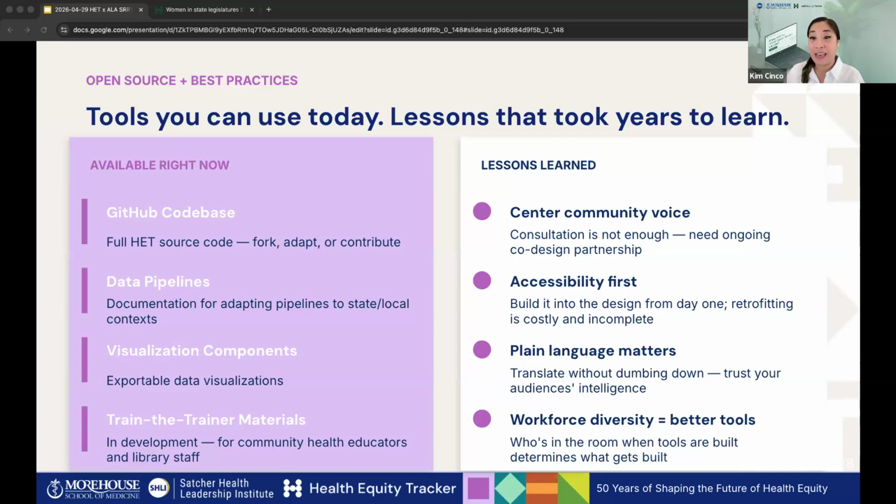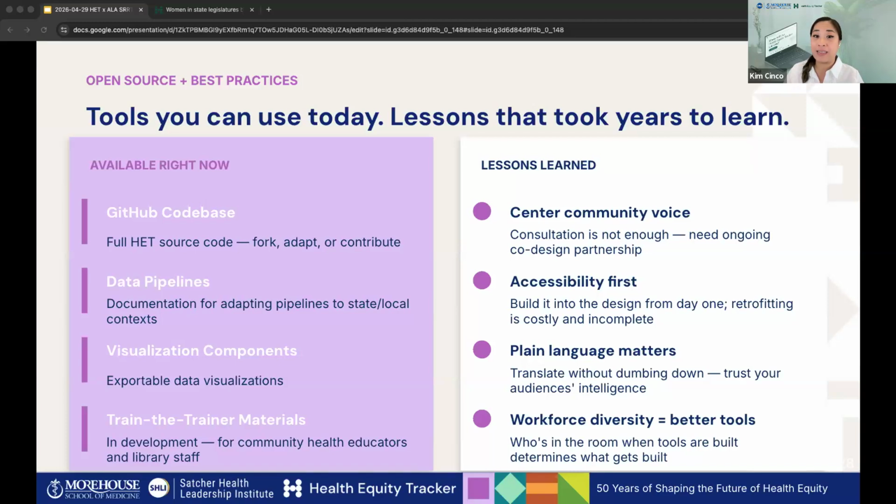Build accessibility in from day one. Retrofitting a platform for screen readers or mobile users after the fact is expensive and incomplete. It has to be part of the design from the very first conversation.